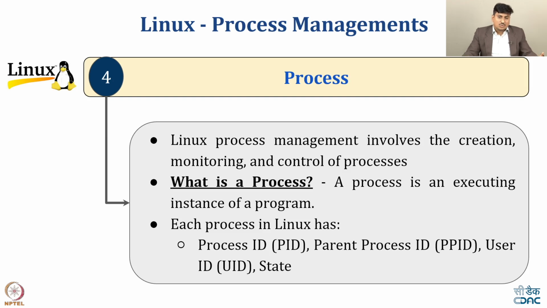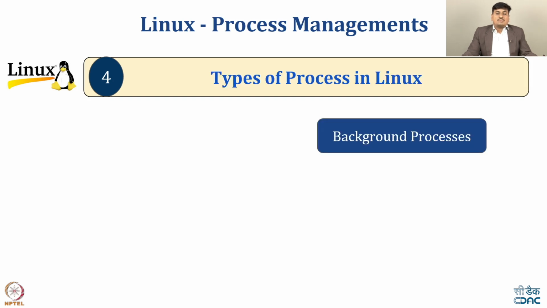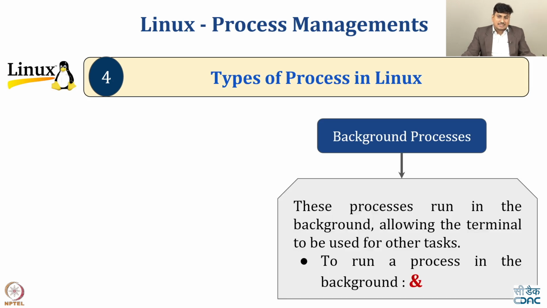So we will try to see those aspects and some of the useful commands from these aspects. Whenever any process is created, it has some parameters, like the process ID, the PPID (parent process ID), the user ID, and the state, whether it is in the running state, whether it has completed, and so on. Basically, in Linux there are two types of process. One is the background process, which is a process that runs in the background from the terminal.